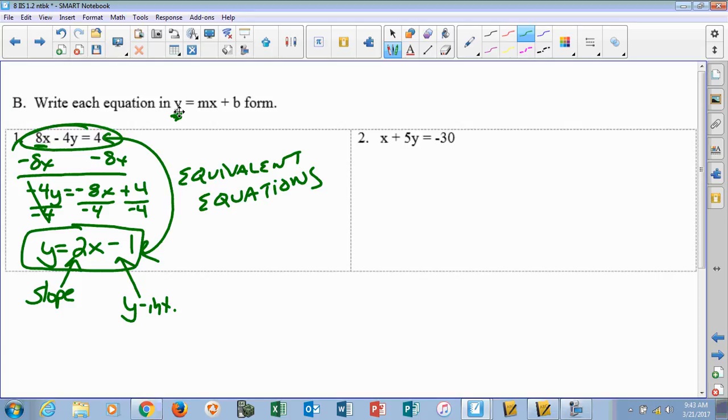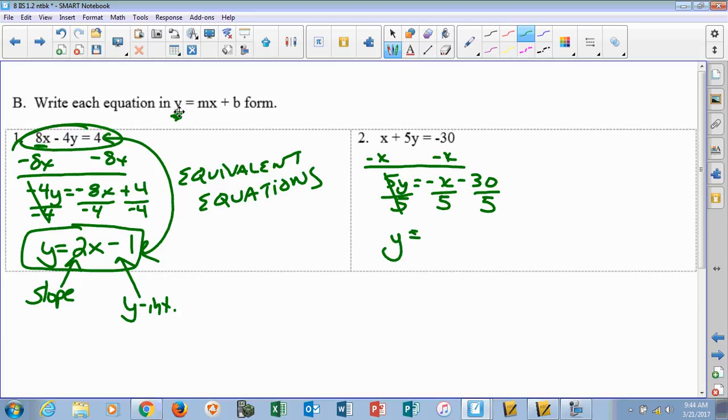All right. Number 2. Again, I need the x and the y on opposite sides, so I'm going to move the x over. By doing that, I'm left with 5y equals negative x minus 30. Okay, so now I got to get y by itself. I'm going to divide everything here by 5. So 5 divided by 5 is 1, leaving me just the y.